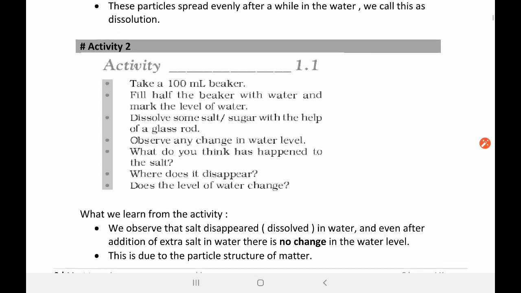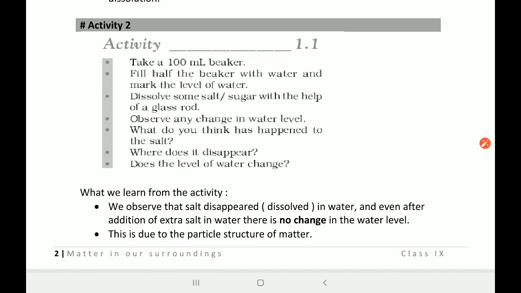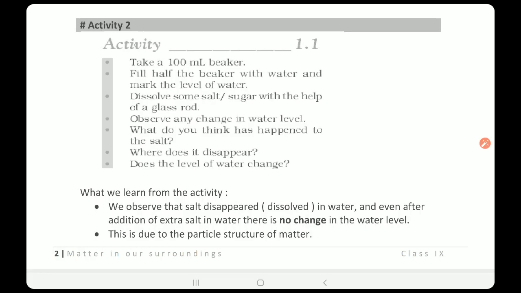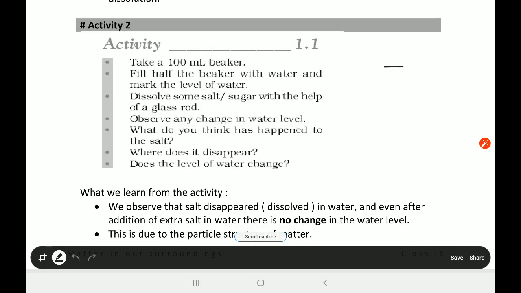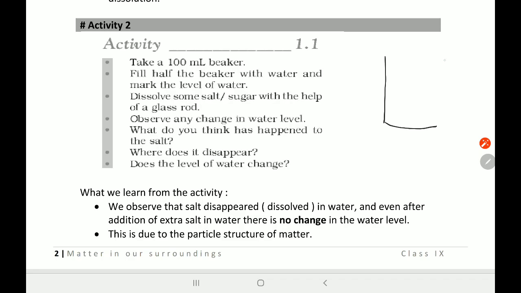Anyway, a very interesting activity, but I'm not actually going to show this activity because I couldn't find it on YouTube. But still, I can explain this activity. It is expected that you should take a 100 ml beaker. So I'll draw the 100 ml beaker for you and take some water in it. Okay, so here we have the beaker, and there is water put in it. Here is the water and this is the water level.